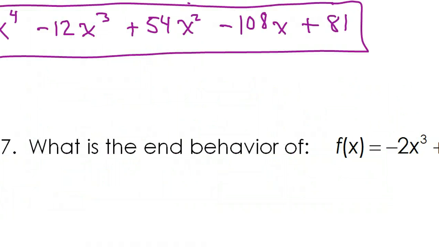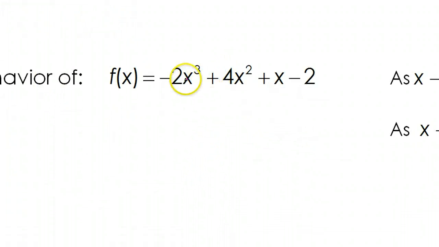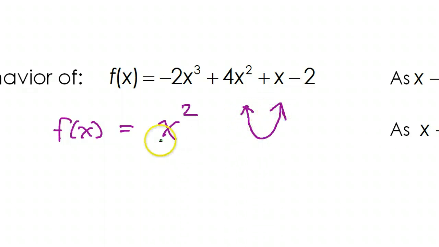Alright, for number 27, what is the end behavior of this function? Well, we memorized a couple functions, what they sort of look like, according to the degree. So for example, we know that if we have a function that is quadratic, so if we have x squared, we know that that is a parabola. Specifically, we know that that's an upward facing parabola because it's positive. If it was negative, like if we had negative x squared, that would be an upside down parabola, like that.